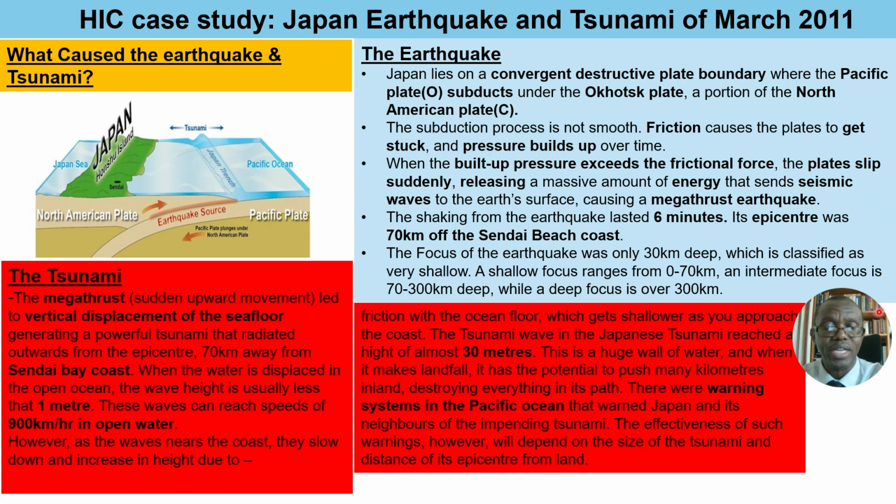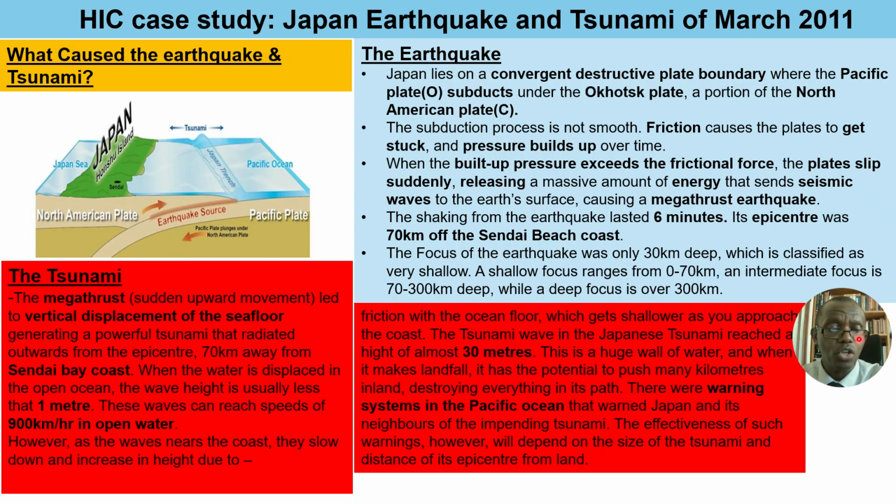Now, for context purposes, a shallow focus ranges from 0 to 70 kilometers. This one here was half that. Then an intermediate focus is 70 to 300 kilometers deep, and then a deep focus is more than 300 kilometers deep. So that just tells you or explains how shallow that focus was.